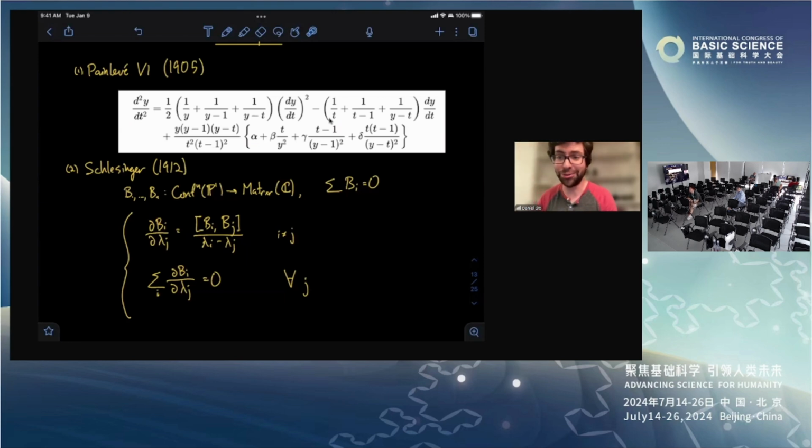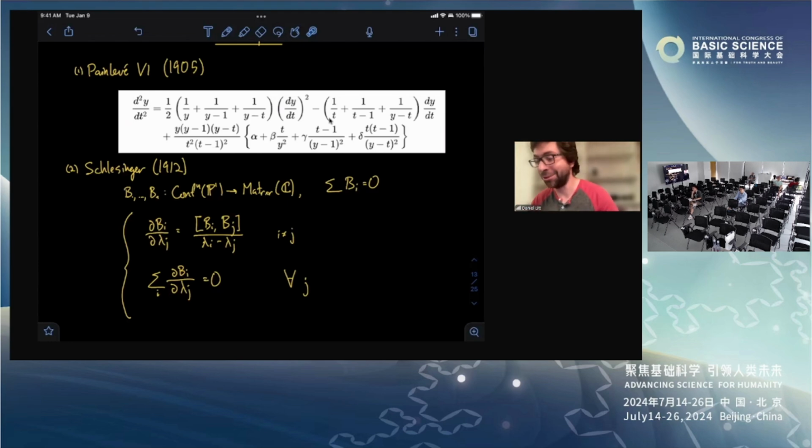Now I have to tell you how you take the derivative of B_i with respect to lambda_i. What you want to do is make sure that this expression stays true. So you want the sum over i of dB_i over d lambda_j to be zero. For all but the i equals j term, you can plug in this expression here, and this tells you what dB_j over d lambda_j is. Okay, so where does this come from?